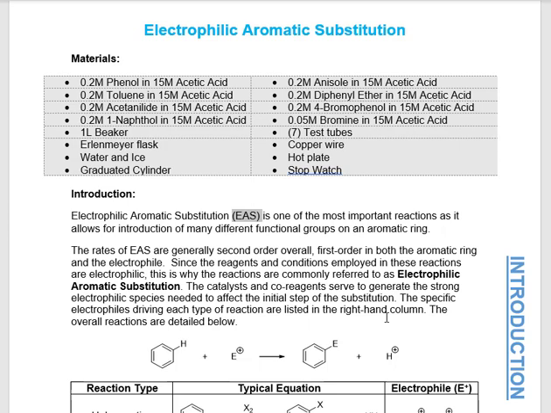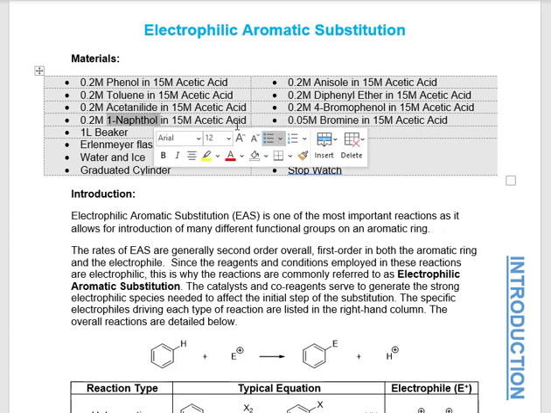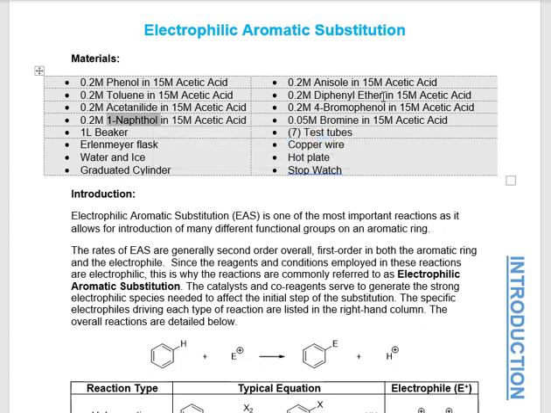All right, so for electrophilic aromatic substitution, as the name would suggest, aromatic, we are going to be seeing a lot of benzene and benzene derivatives. So you can tell here, phenol, toluene, acetanilide, 1-naphthol, anisole, diphenyl ether, bromophenol, right? Specifically, the electrophilic aromatic substitution we're going to be looking at is brominating. So we're going to be trying to replace a hydrogen on the benzene ring with a bromine.